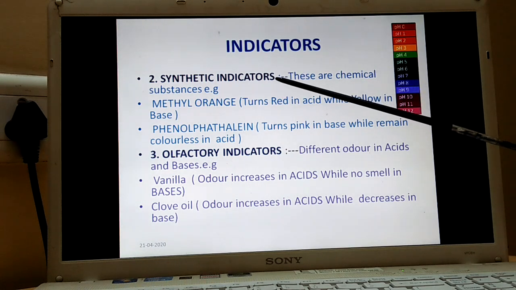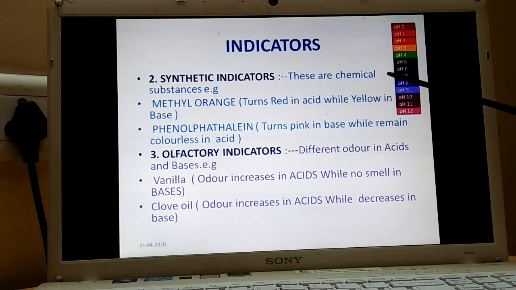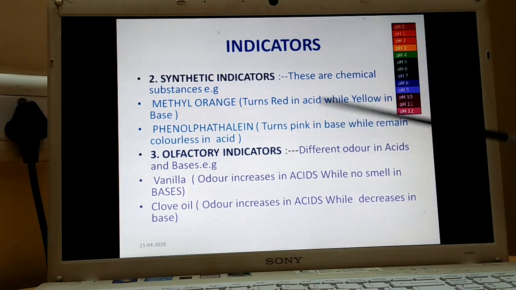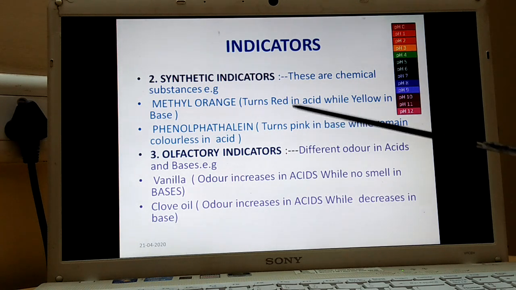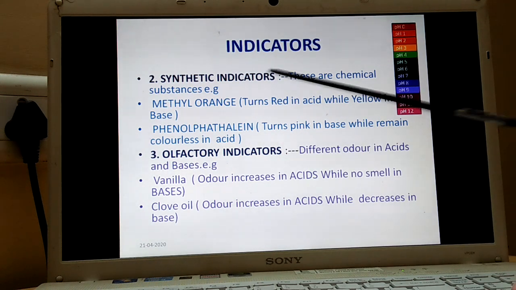Now the second type of indicators are synthetic indicators. Synthetic means which are basically chemical substances. Here two examples are given in your NCERT book also: methyl orange and phenolphthalein. Methyl orange turns red in acid while it remains yellow in base. So we can identify the acid and base by using this methyl orange.